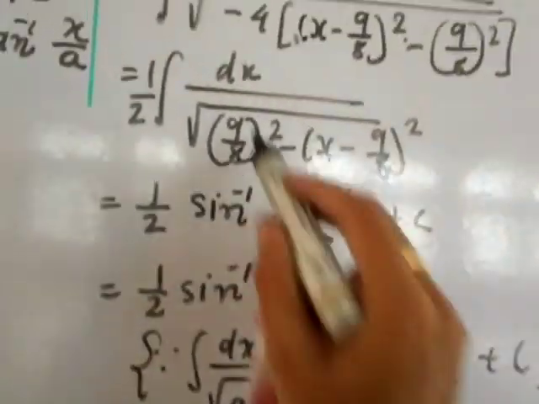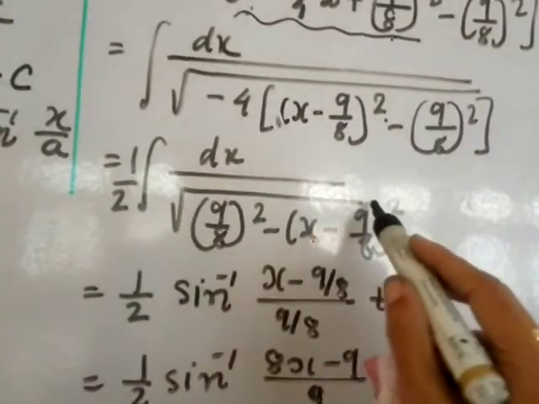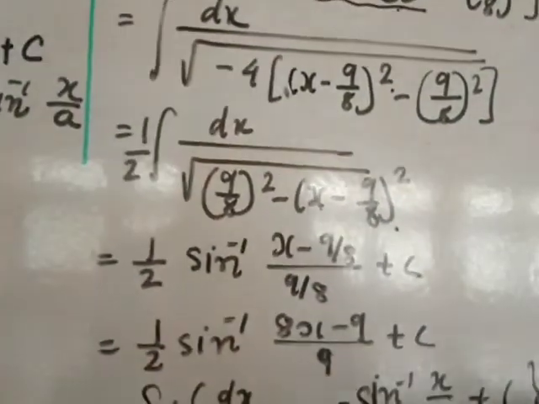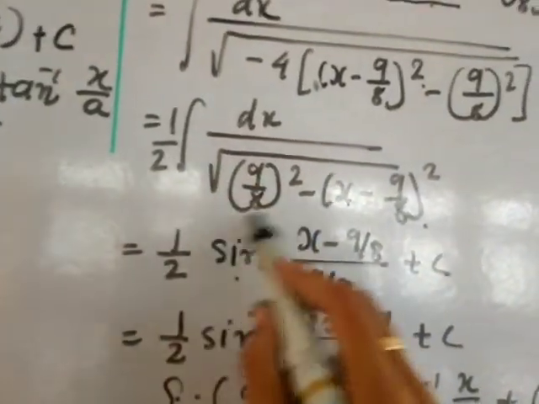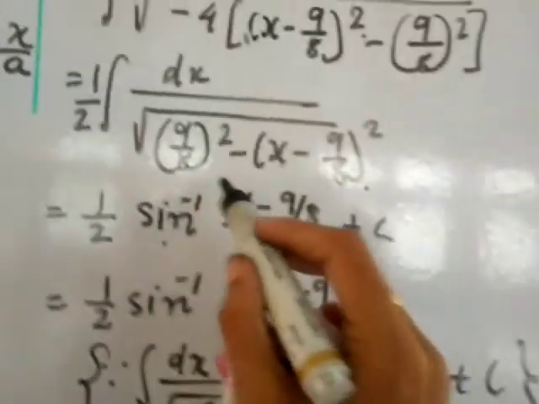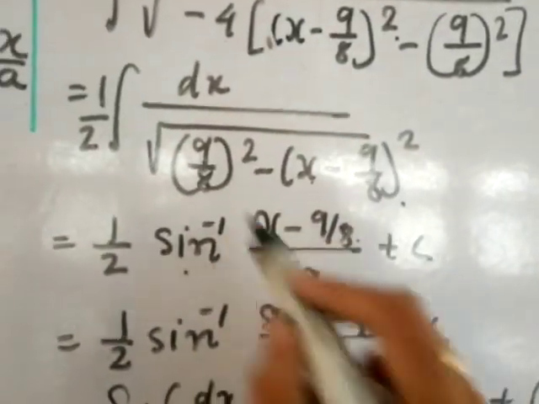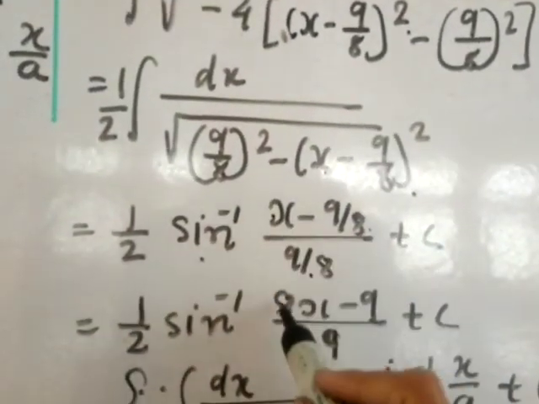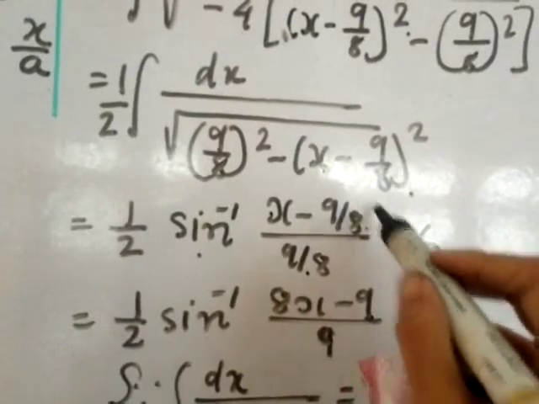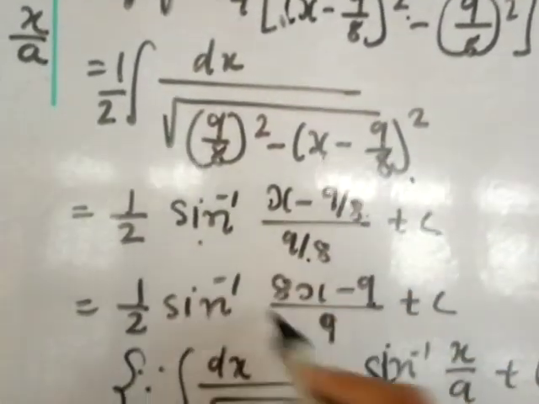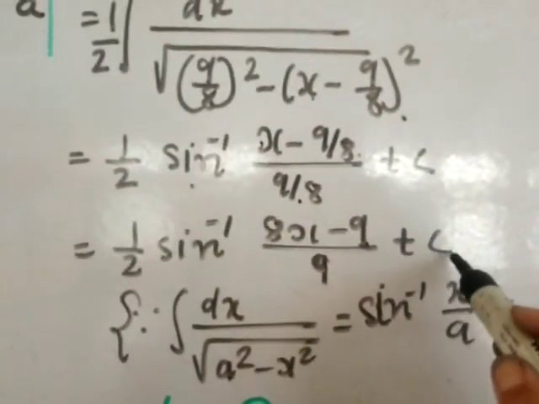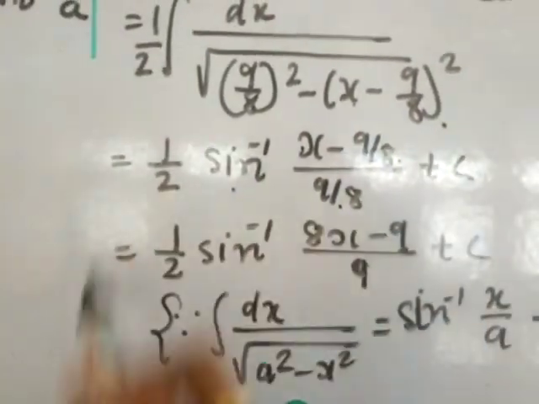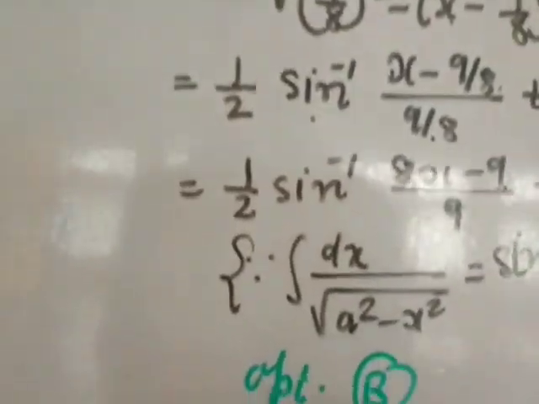Here a is 9 by 8 and x is x minus 9 by 8. So I use this identity: 1 by 2 sin inverse of x by a, so x minus 9 by 8 divided by a, that is 9 by 8. I take the LCM here, so 8x minus 9, and the denominators cancel. So what you get is 1 by 2 sin inverse of 8x minus 9 divided by 9, plus c. You cannot cut like this. So this is the answer, option number B. That is the correct answer for question number 25.